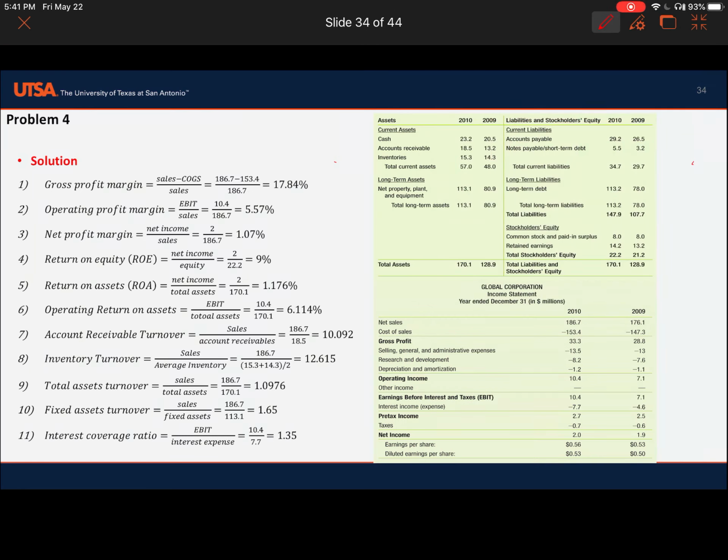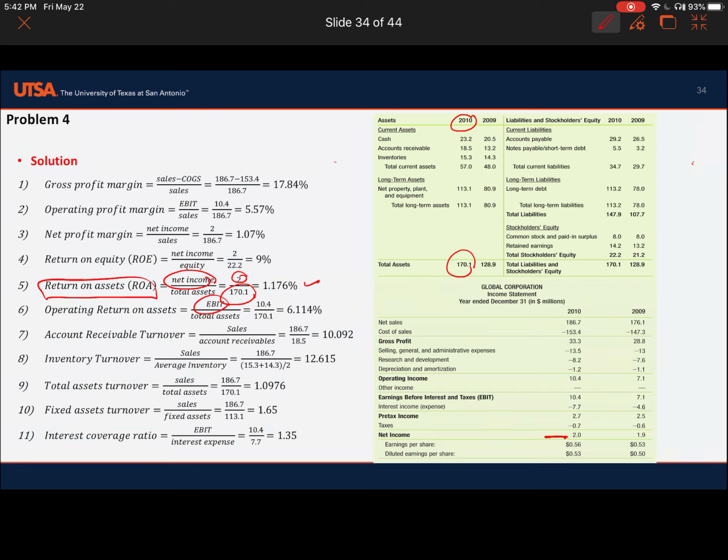Where we are: return on assets. Net income is in the income statement, which is 2, and total assets you will find for 2010 from the balance sheet, 170.1. The return on assets is 1.176%. Operating return on assets is EBIT over total assets.